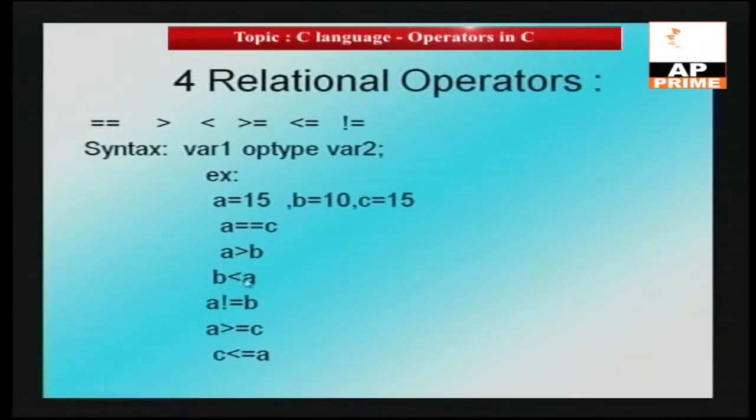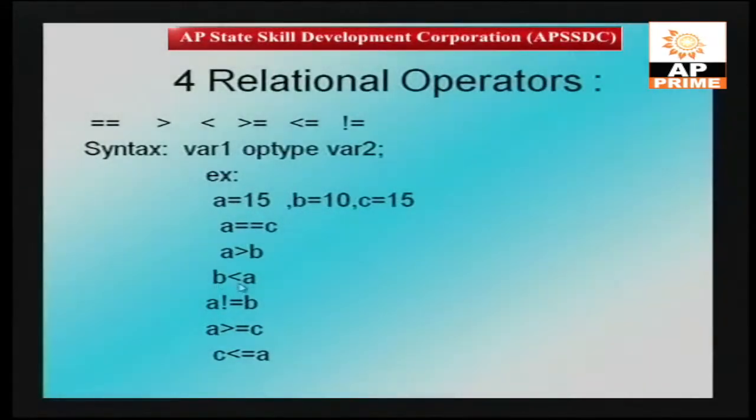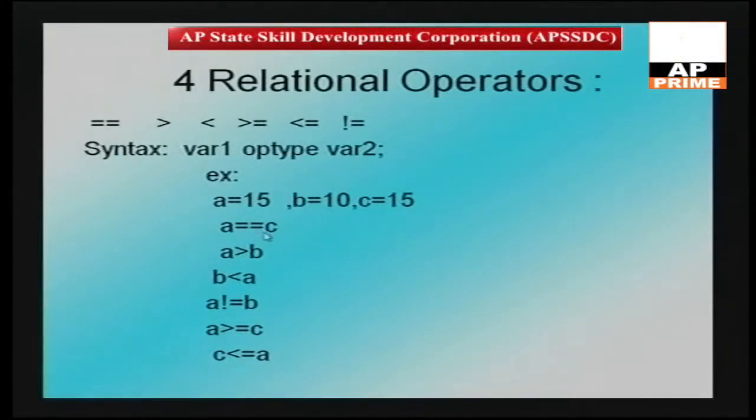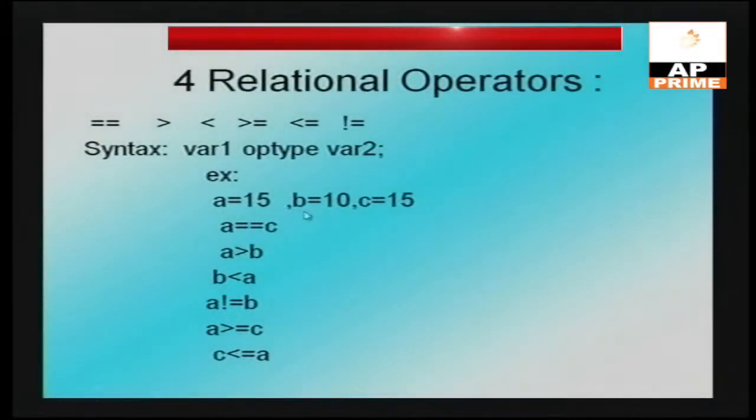Is B less than A? Yes. B is 10, A is 15. B less than A. Is A equality C? Equality is double equal to. Single equal to is called assignment, double equal to is called equality. Is A value matching to C? Yes. A value matching to C, 15, 15. Is A not equal to B? Yes. A is not equal to B.